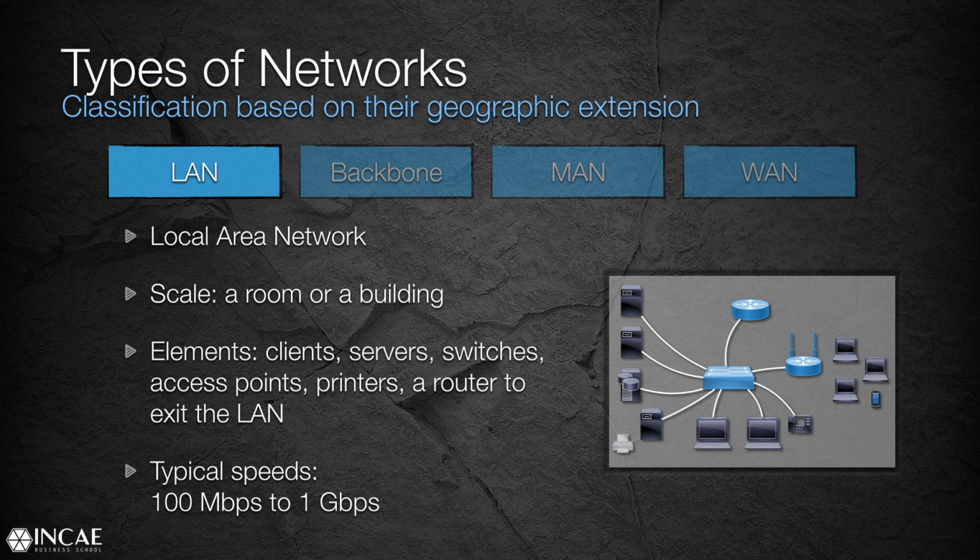It's going to have all the elements we've talked about, namely switches, routers, servers, clients, printers, all the ones we've been talking about. They interconnect everything within a room or within a building. Typical speeds of these networks are going to range between 100 megabits per second and 1 gigabit per second. They're meant for nearby communication between devices.